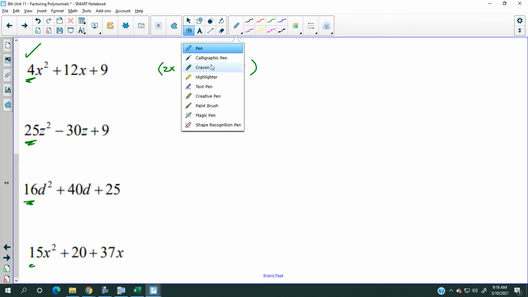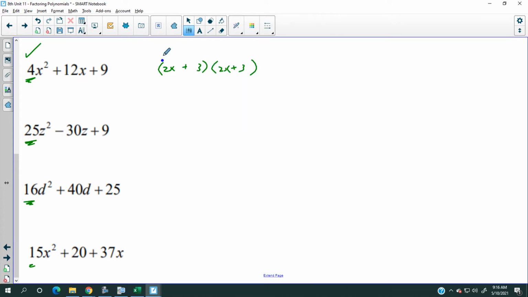Now, let's see if we're right. I'll use my magic pen first. That's 4x squared. Outside, that's 6x. Inside, 6x. And then last, plus 9. Look, 4x squared plus 12x plus 9. All right? So that's it. That's how you do that.